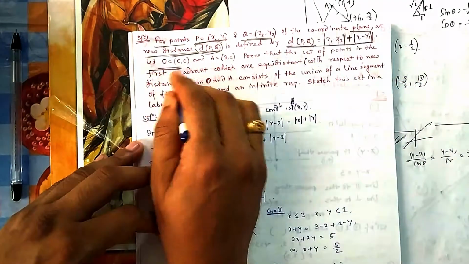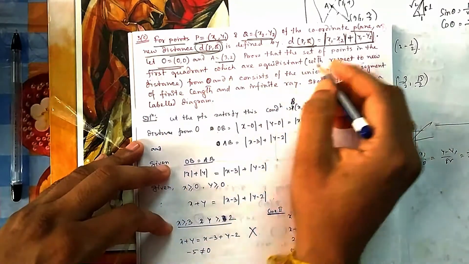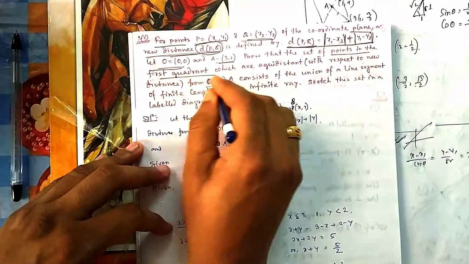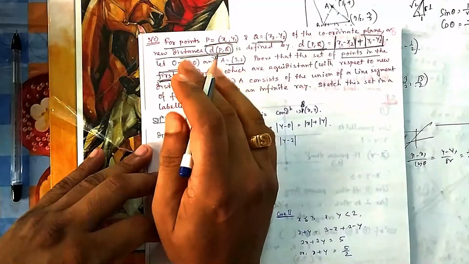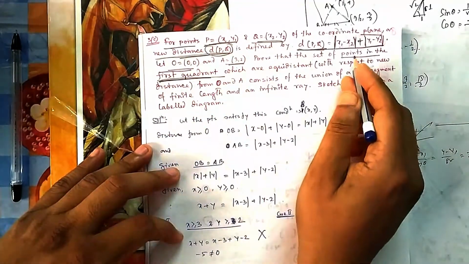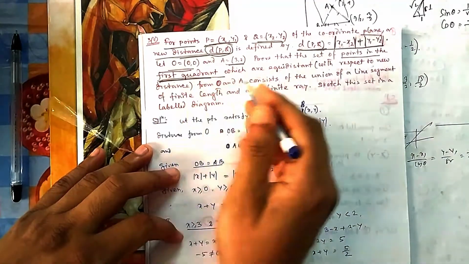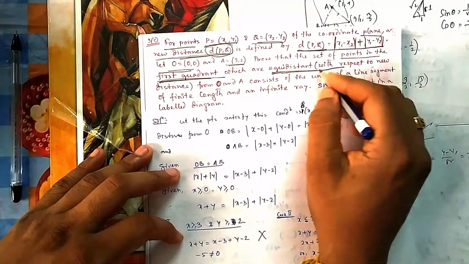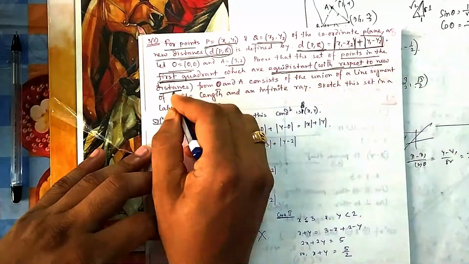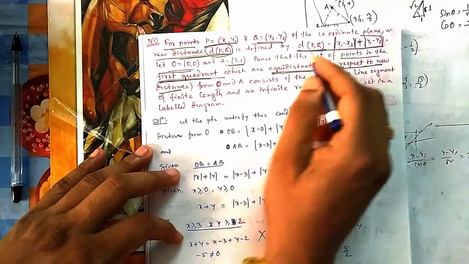So let O(0, 0) and A(8, 2, 3) be 2 points. Prove that the set of points in the first quadrant. You should always think about each and every line. First quadrant means x is positive and y is positive. So all points where x and y are both positive, which are equidistant. Equidistant here does not mean the usual distance formula. In the bracket they have given it with respect to this new distance. Distance means you have to think of this new distance.